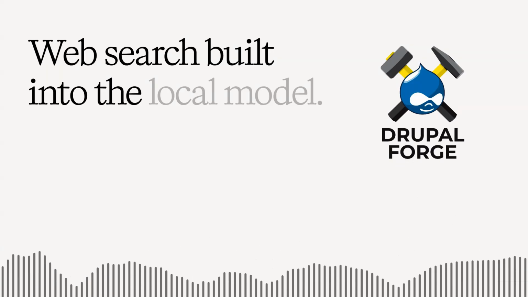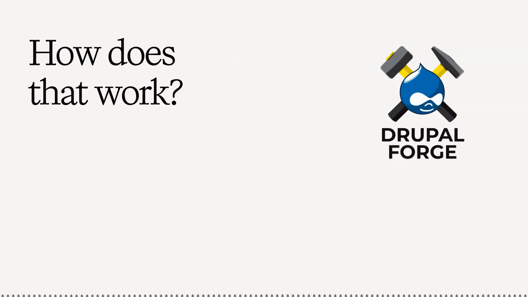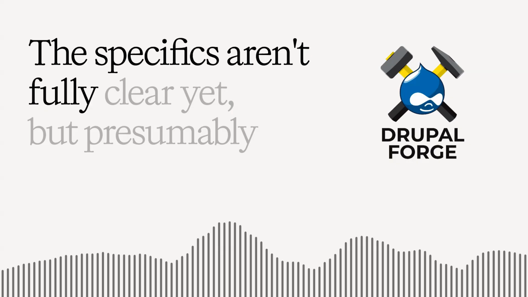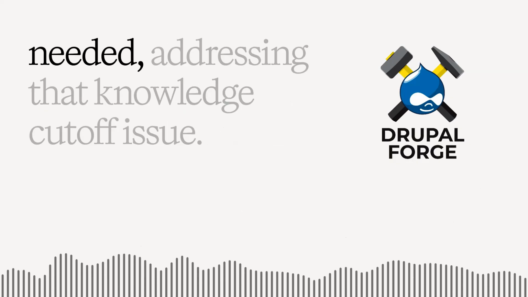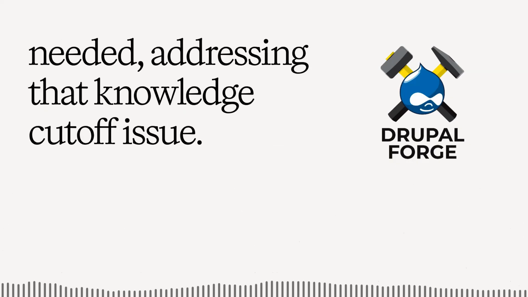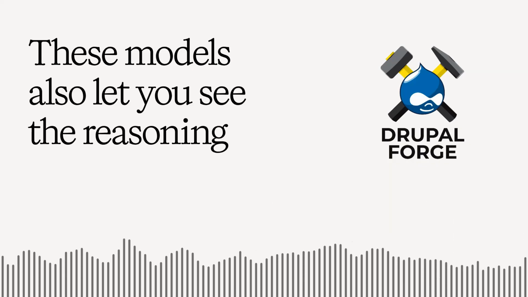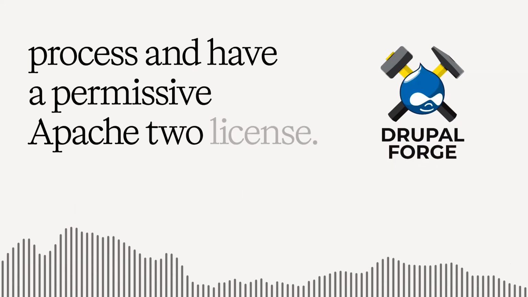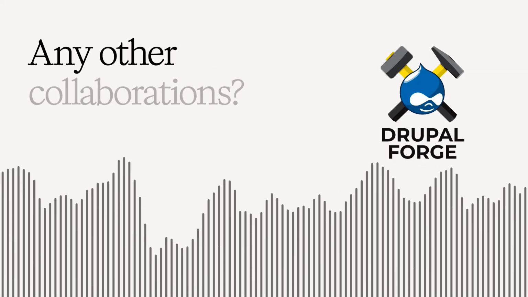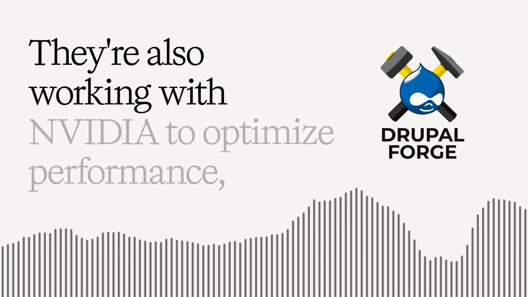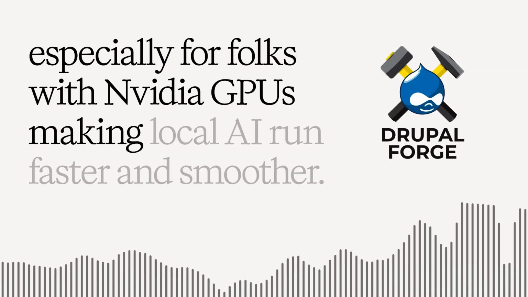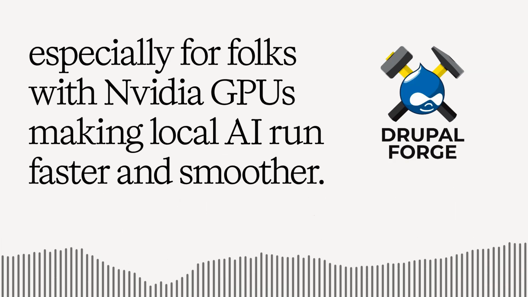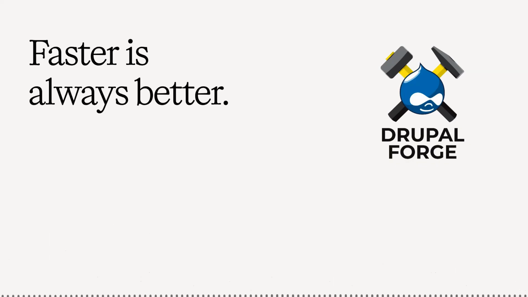Web search built into the local model. How does that work? That's a good question. The specifics aren't fully clear yet, but presumably it allows the model to fetch up-to-date information when needed, addressing that knowledge cutoff issue. These models also let you see the reasoning process and have a permissive Apache 2 license. That's huge. Any other collaborations? They're also working with NVIDIA to optimize performance, especially for folks with NVIDIA GPUs, making local AI run faster and smoother. Faster is always better.